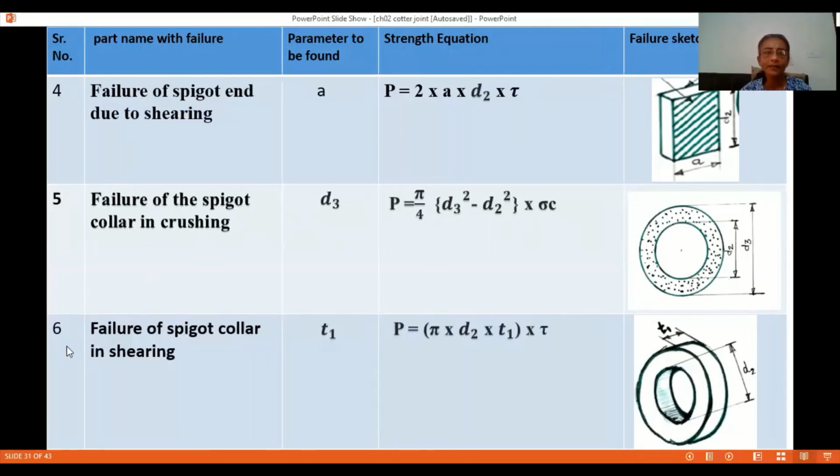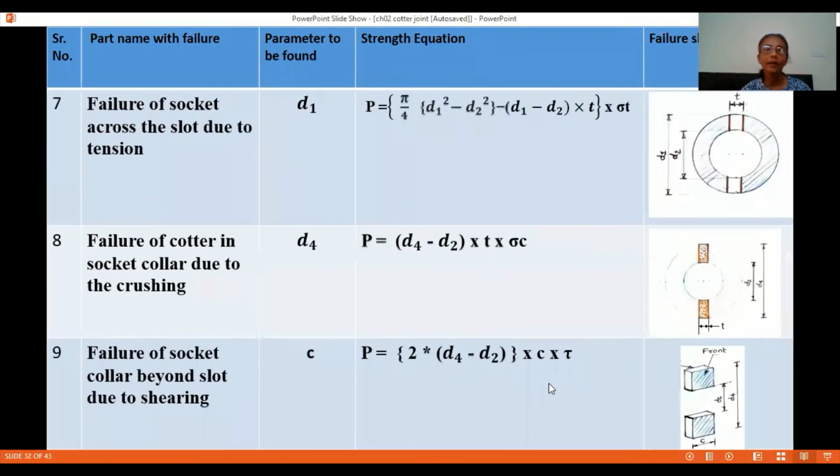Sixth step is failure of spigot collar in shearing. You can see this is circumferential shearing. So strength equation is pi d2 into t1 into tau. From this equation, we can find the thickness of spigot collar which will resist shear failure. That will be the minimum thickness required.